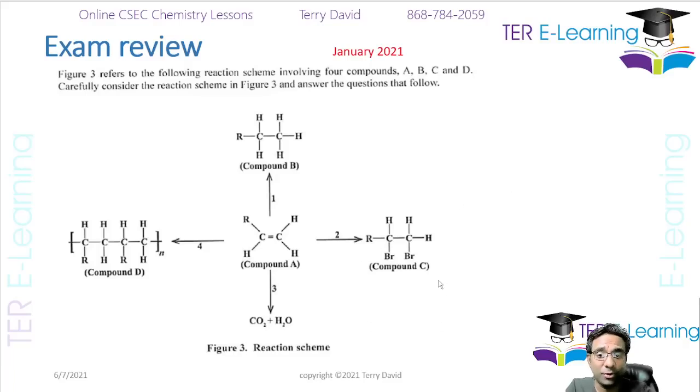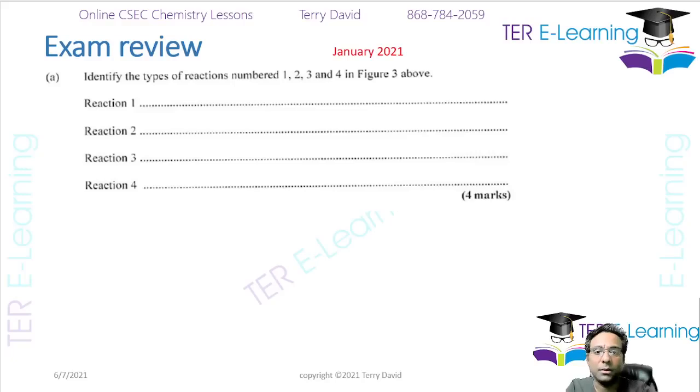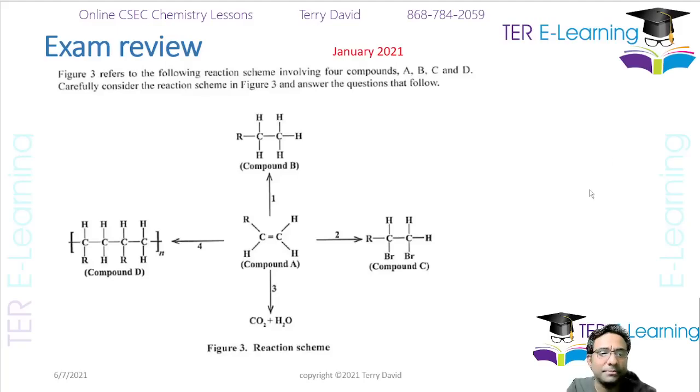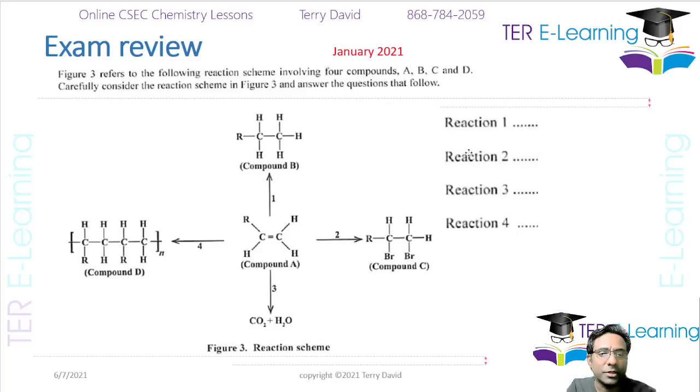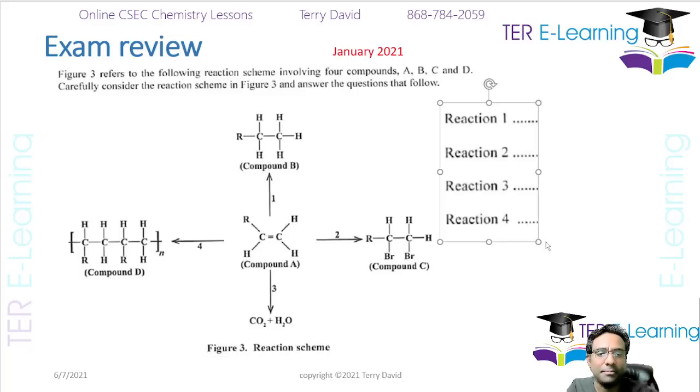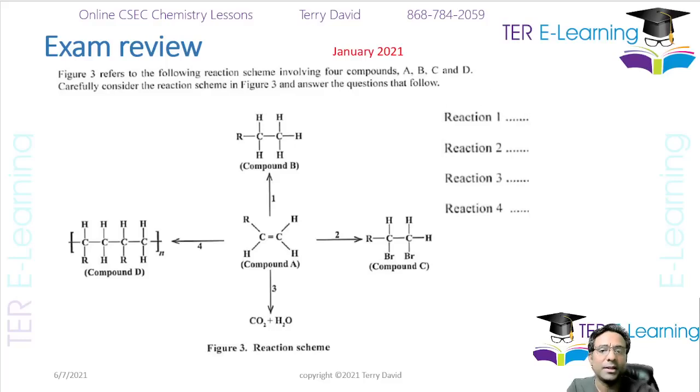We're still in the January 2021 paper. So they have some reactions taking place here. We have compound A, compound B, compound C, compound D. And here's what they want. Let me see if I can put this next to the diagram so that we don't have to go back and forth. They want us to name what type of reaction is taking place in each of these. So look at the reactions here. Tell me, what do you call reaction 1? This here is reaction 1. What do you call that?